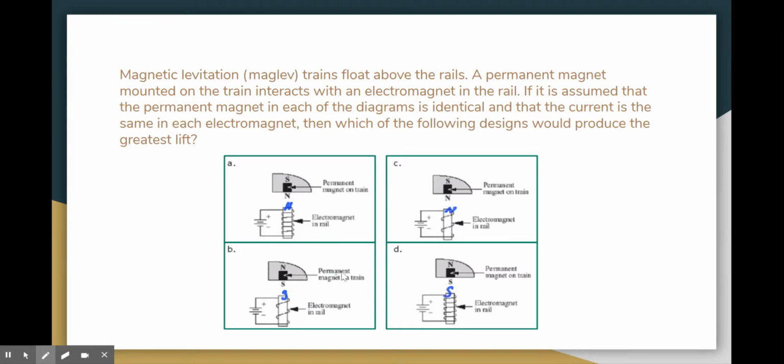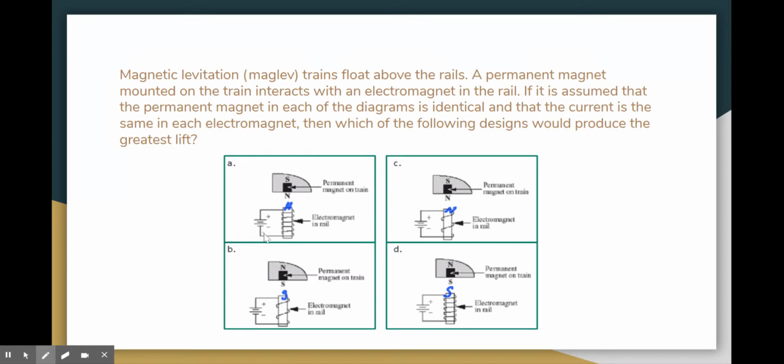So the first thing we're going to ask is, which of our electromagnets is set up in such a way that we get the right pole on the top? If we get the wrong one, they'll be attracted and our magnetic levitation train will not levitate. It'll just get stuck to the rails. So, I guess we can go through this somewhat in order.